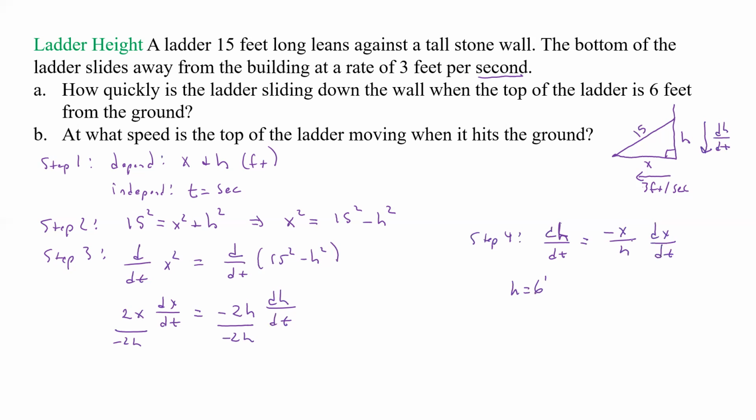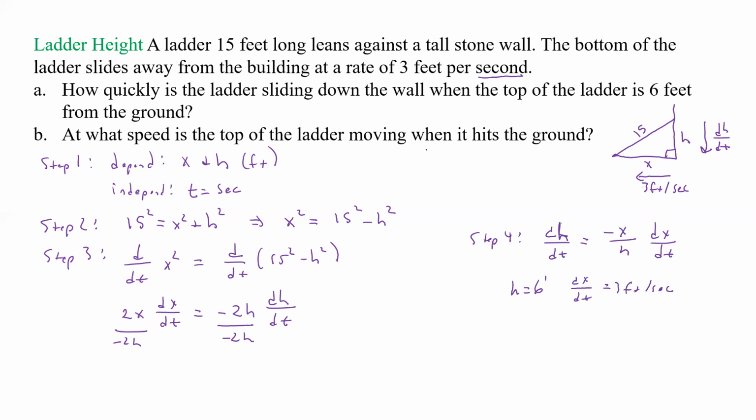We know the speed, dx/dt, that's going to be 3 feet per second. And so what else do we know? Do we know anything else? Well, we can get x, can't we? Because if we know h, and we know 15, we can get x. So how do we do that? Well, we just plug it in.